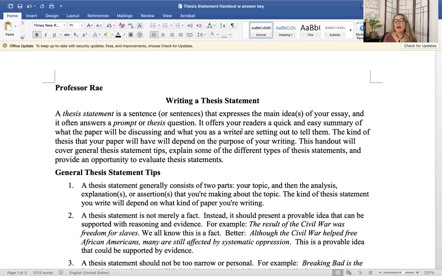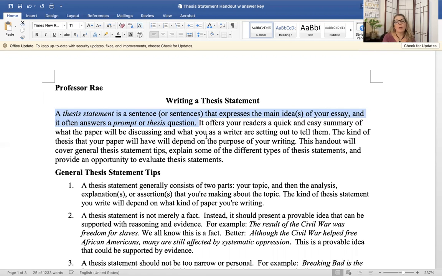And I tell you that at the outset of this handout, and it's something that I think is worth repeating, which is this sentence here. A thesis statement is a sentence or sentences that expresses the main idea or ideas of your essay, and it often answers a prompt or thesis question. So really, in a nutshell, the thesis statement is the main idea of your essay, okay? And we'll talk more about that as we get through this handout and look at sample thesis statements, okay?